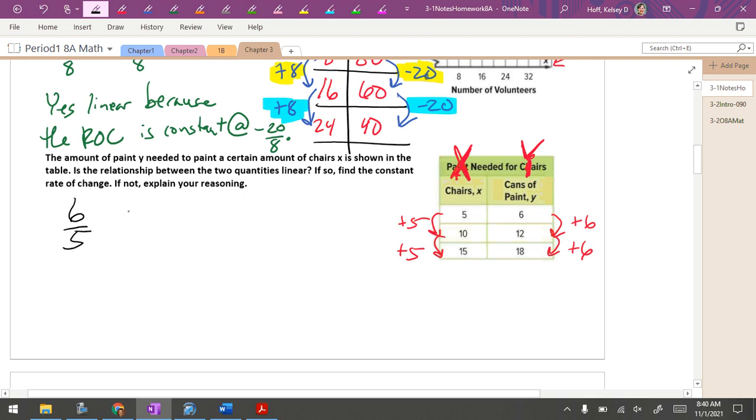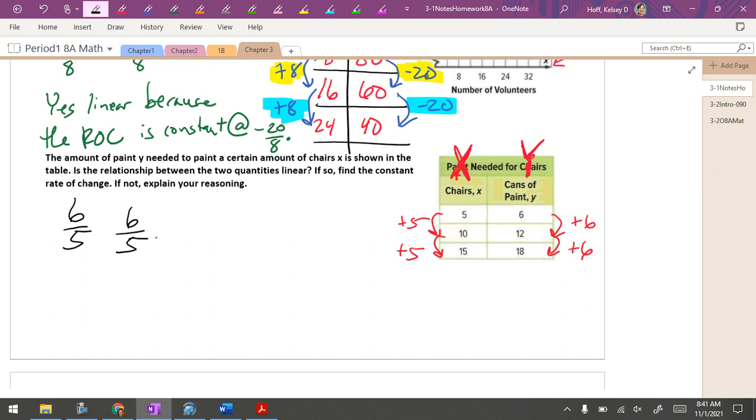6/5 and 6/5. Are those the same? What's that word we use? Constant. If they're constant, what do you know about chairs and paint? They are, what's the word we're looking for though? Linear. They asked us if they're linear.